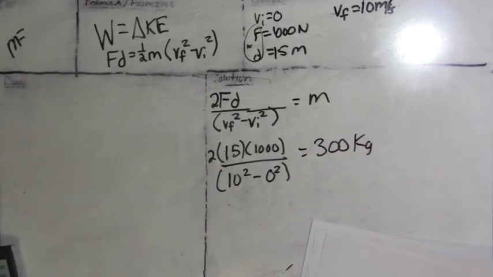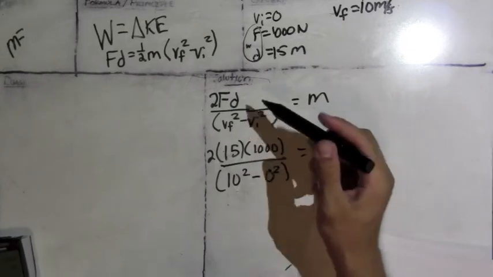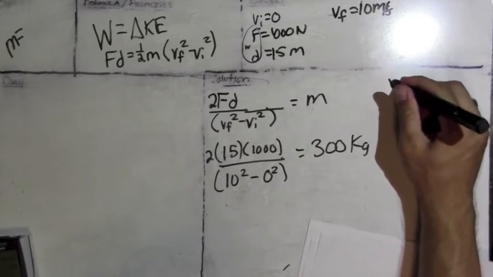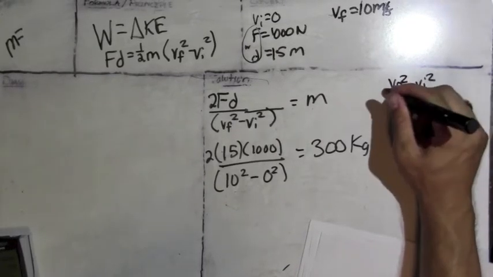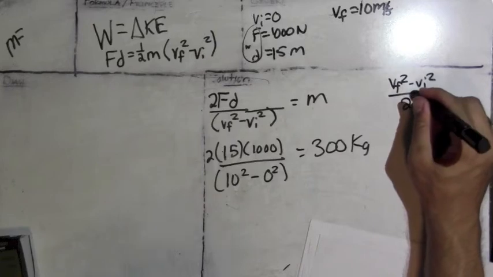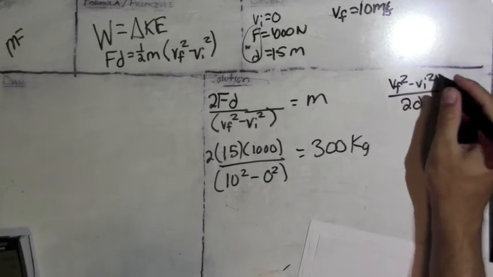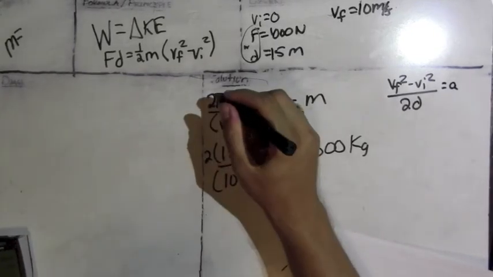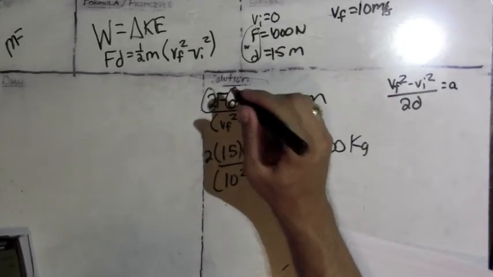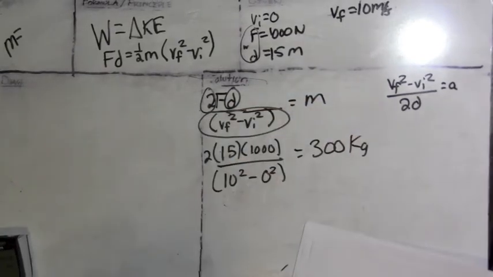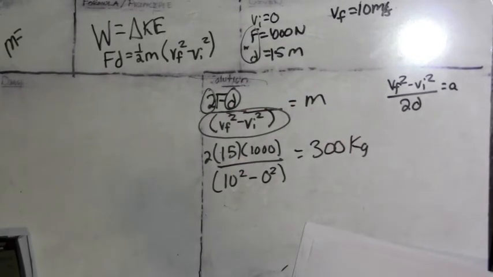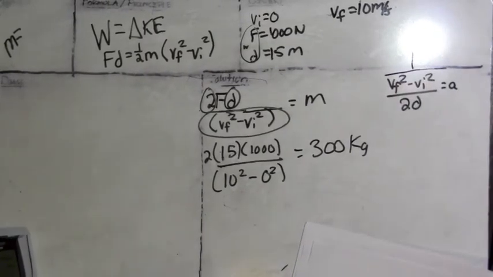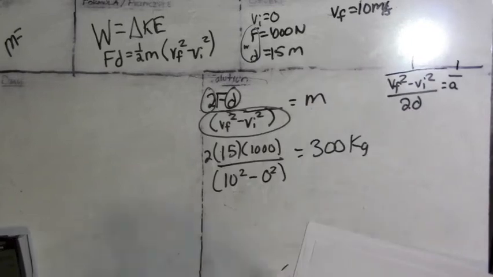Now I did want to show you that this work-energy theorem actually has origins in something else. We learned earlier this year, we said that Vf squared minus Vi squared over 2d is what? We learned that that was a formula for acceleration. Well, if you look, I have 2d over Vf squared minus Vi squared. So basically what I did is I took this whole thing and I did 1 over that.